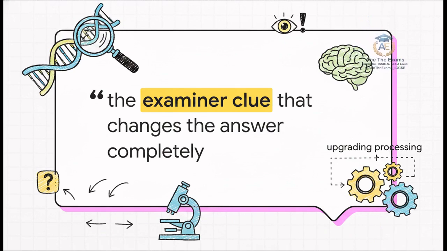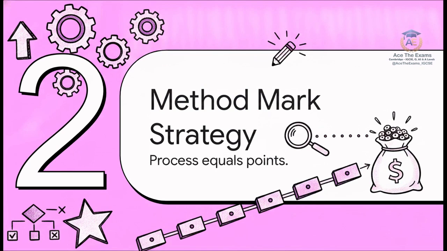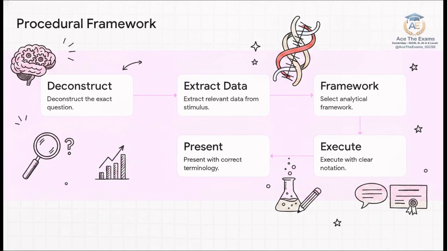But to actually spot that clue, we first have to upgrade the way you process these exam questions. Moving to Section 2, the method marks strategy. Remember, process equals points. In Cambridge biology, especially for those complex analytical questions, you're actually awarded marks just for showing your analytical process. Yeah, you heard that right.